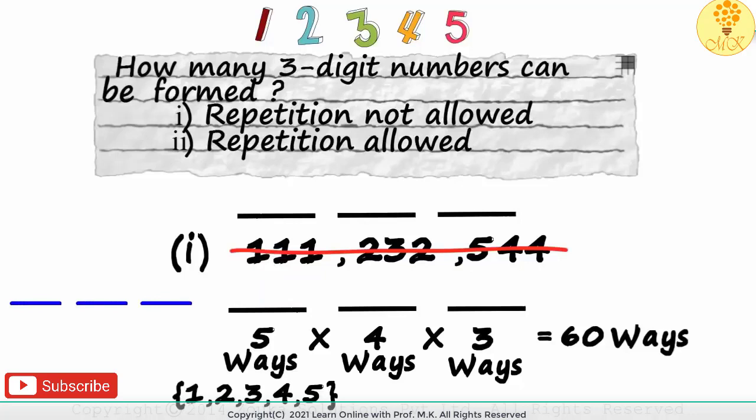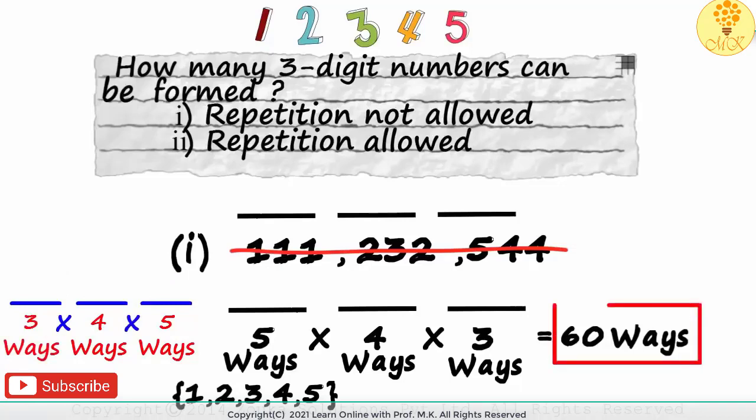If we would have started off with the units place, we could say that the units place could be filled in 5 ways. Once the units place is filled, the tens place would be filled with any of the remaining 4 digits. And once 2 digits are utilized, the hundreds place can be filled with any one of the remaining 3 digits. 3 times 4 times 5 will also give us the same answer, 60 ways.